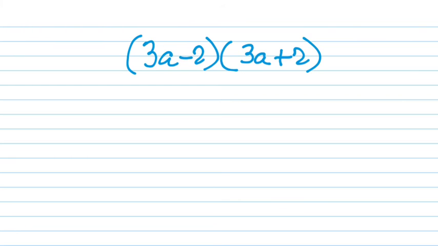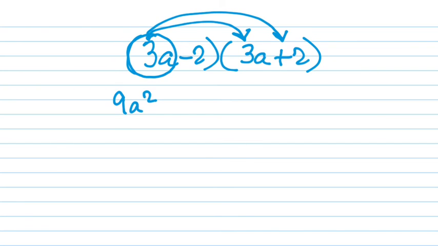So what am I going to start with? 3a times 3a. 3a times 3a is? Good job. Then I'm going to take 3a times what? Positive 2, which makes? Positive 6a, right? Okay, you might have said the a, I just can't hear. All right, done with the first term. Let's move on to the second one. Negative 2 times 3a is?